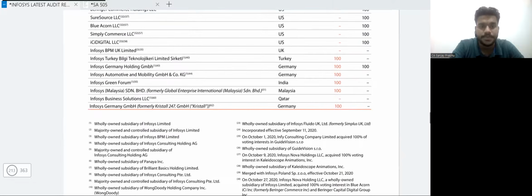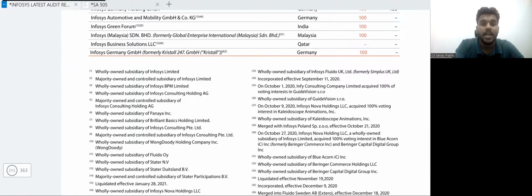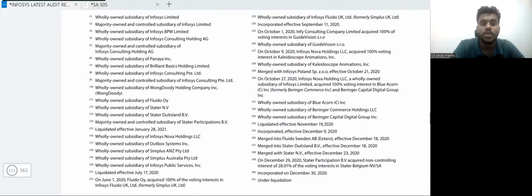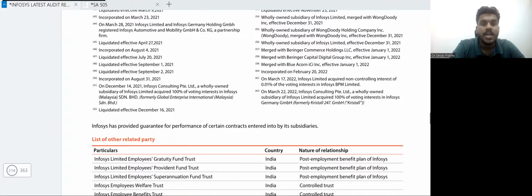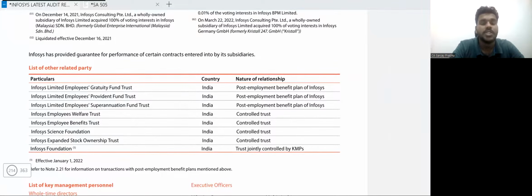Yes, sir, got it, sir. They have also mentioned how this particular company became a related party: wholly owned subsidiary, majority owned, all this. The relationship is also mentioned in the financial statements. See, list of other related parties. Infosys Foundation. How does Infosys Foundation become a related party? Because it is a trust jointly controlled by KMP, common key management. We have discussed this somewhere in the definition of related party, right? Yes. So the nature of relationship.